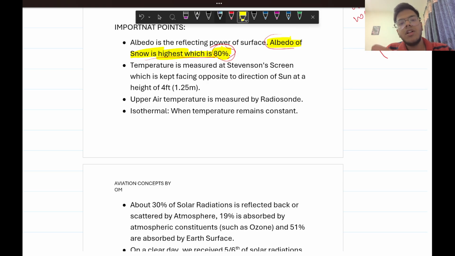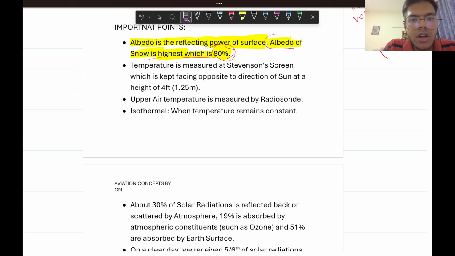And what is albedo? This definition is also important from your exam point of view. They will ask, what is albedo? Albedo is the reflecting power of a surface. Albedo of snow is 80%, which is highest. I am saying it again, remember it. Albedo of snow is 80%, which is highest. What is albedo? Reflecting power of a surface.